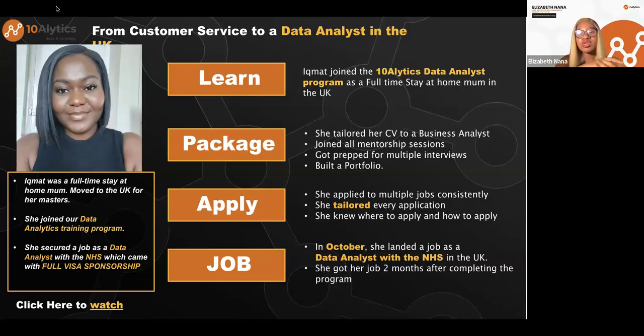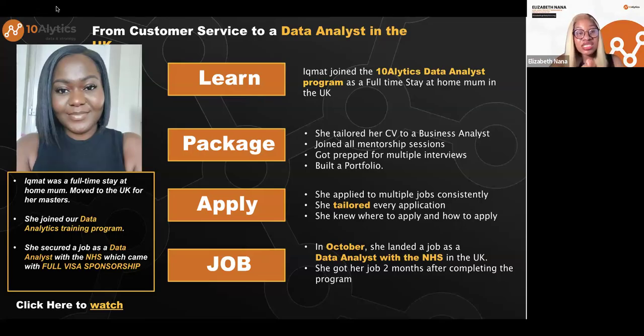All right. Now, Ikmat got prepped for multiple interviews. She also was able to build a portfolio using the projects that she worked on in class. Now she began to apply to multiple jobs consistently. I always tell people it's not magic. You don't just do it once. It's not something where you apply to one job and then you're waiting and you're like, oh, yes, I'm going to get this job. You don't do it that way. It's a numbers game.